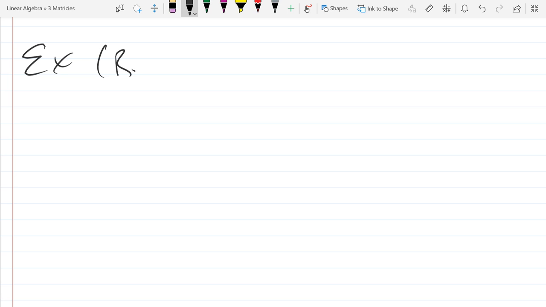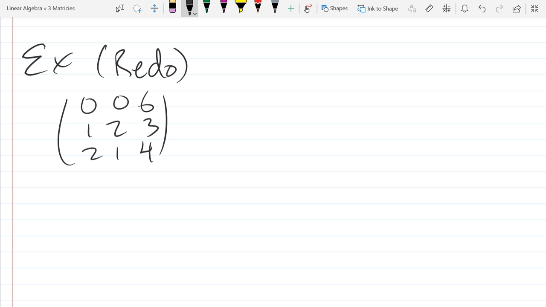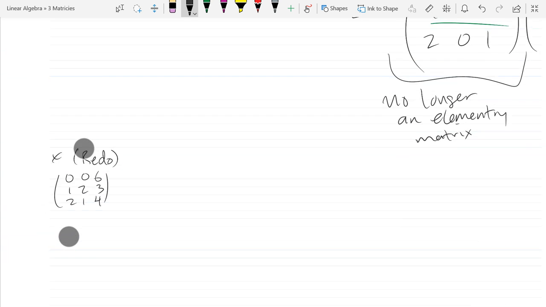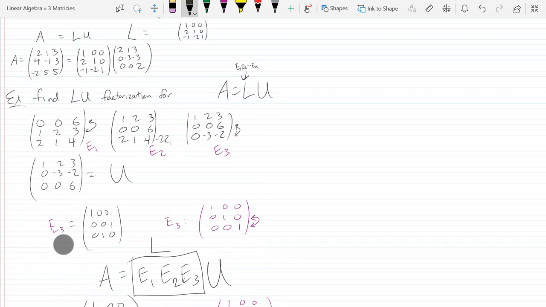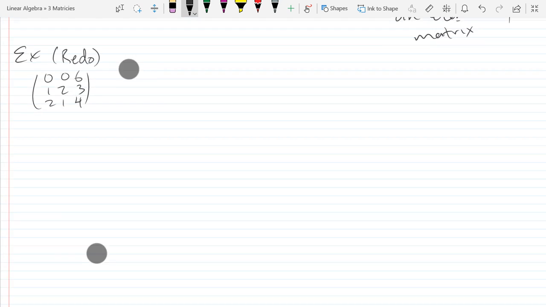So this is a redo. 0, 0, 6, 1, 2, 3, 2, 1, 4. And let's double check that's the exact matrix. 2, 1, 4. Yep, that's the right matrix.